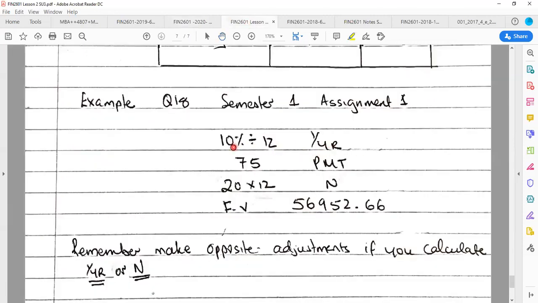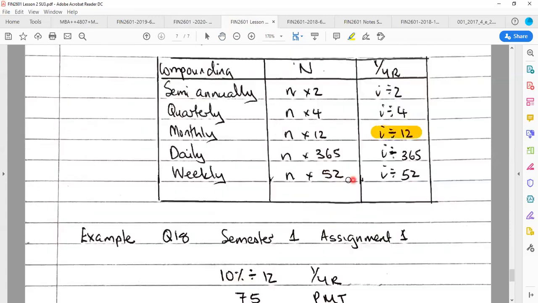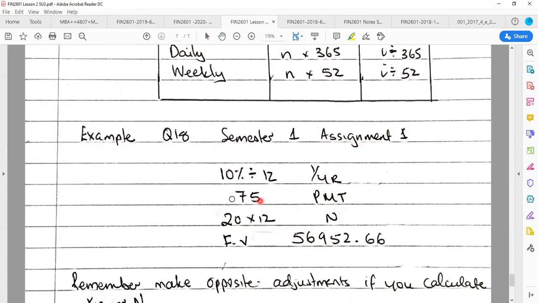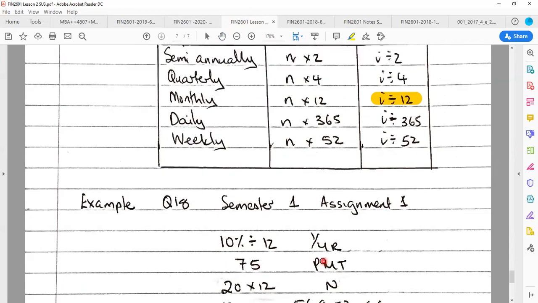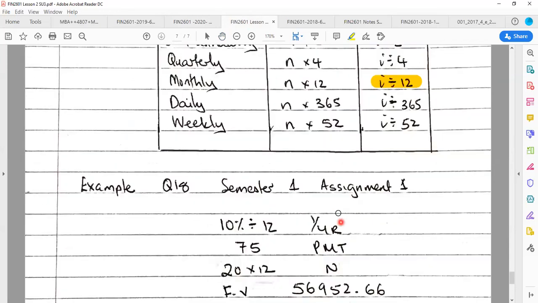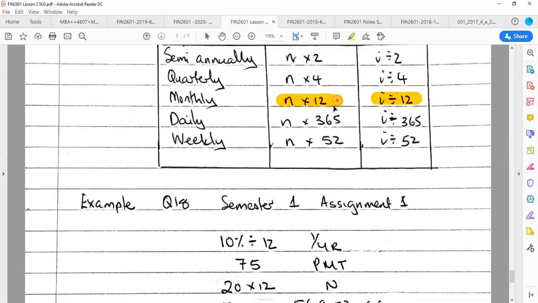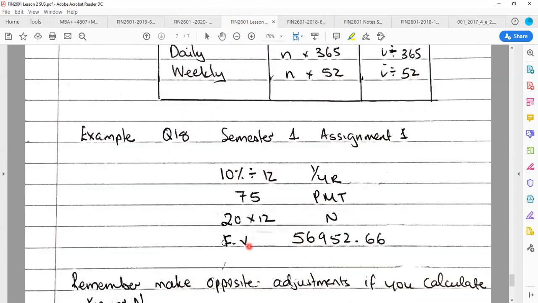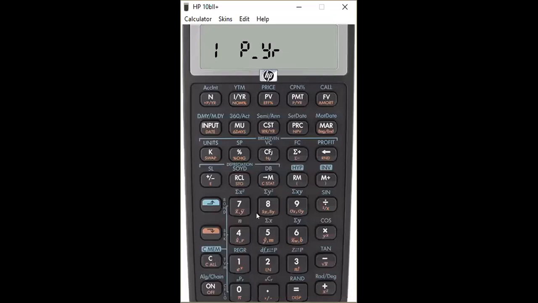So we take our interest of 10% and we divide it by 12. Like what I said, we divide the interest by 12. We take 75 as our PMT. We take 20 years and we multiply by 12. Like I said, we multiply our number of years by 12. And then the calculator gives us the future value of 56,952.66.